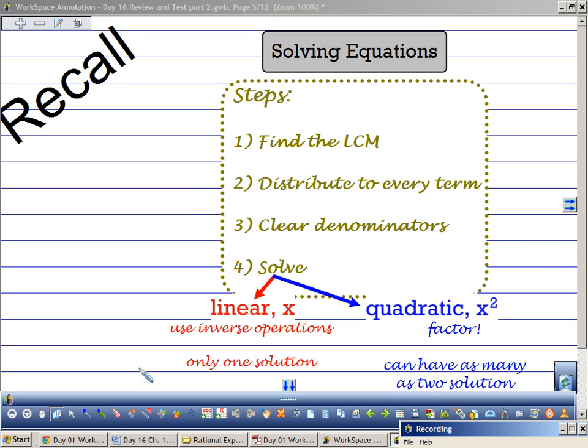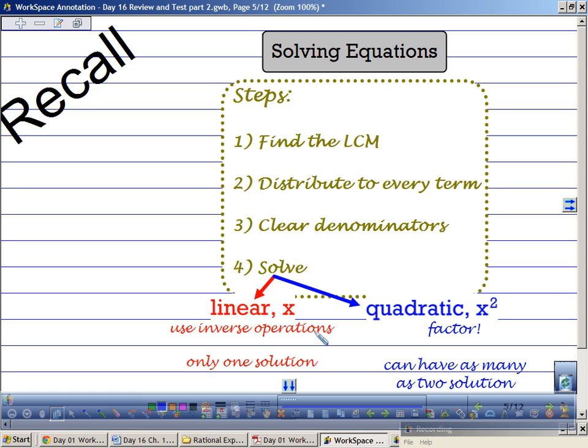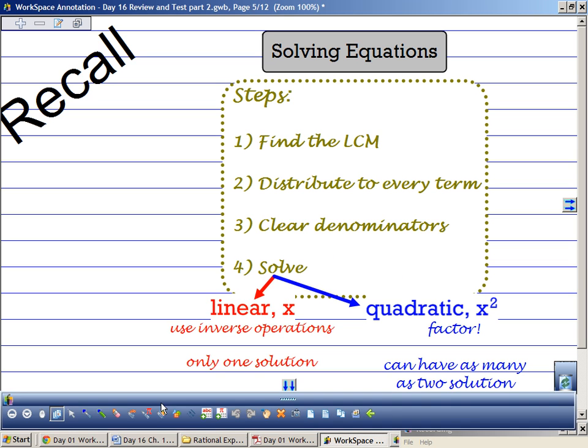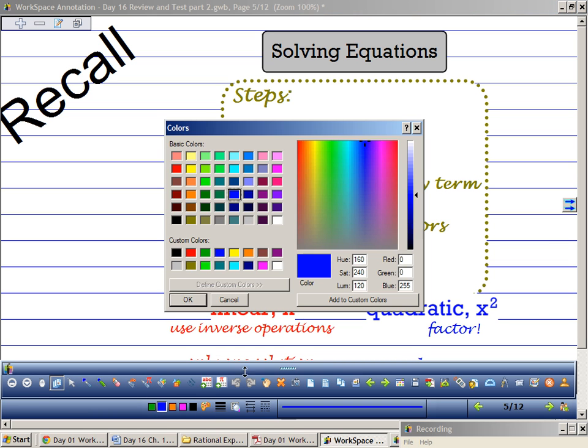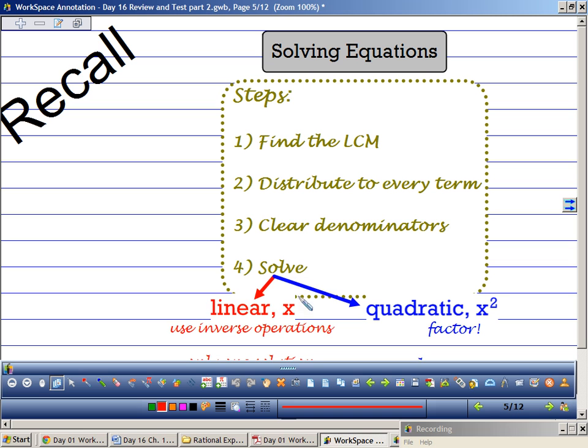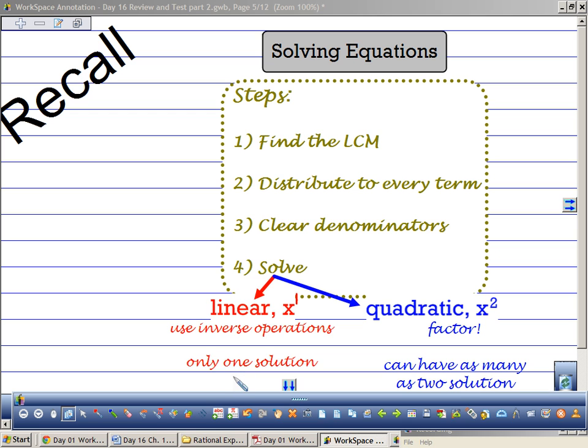Okay, so let's recall. Solving equations. We have 4 steps. Find the LCM, distribute to every term, clear denominators, solve. What's the difference between a linear, where x has an exponent of 1, and a quadratic where x has an exponent of 2? What are the differences between those two?